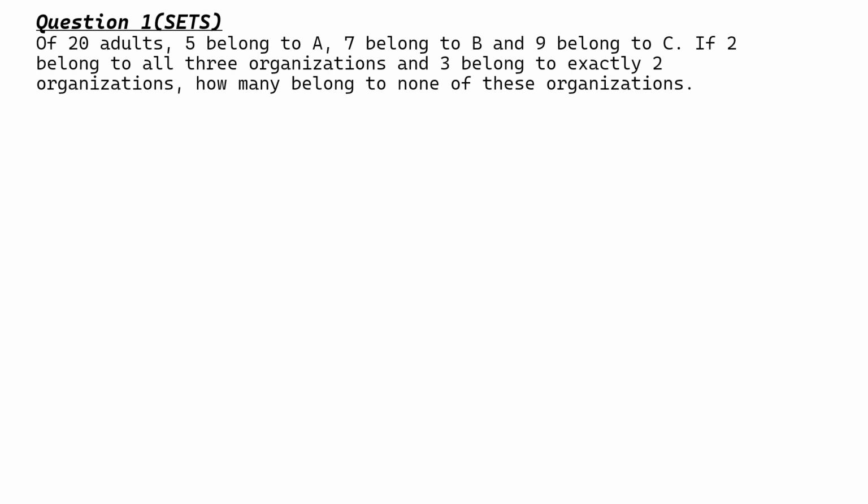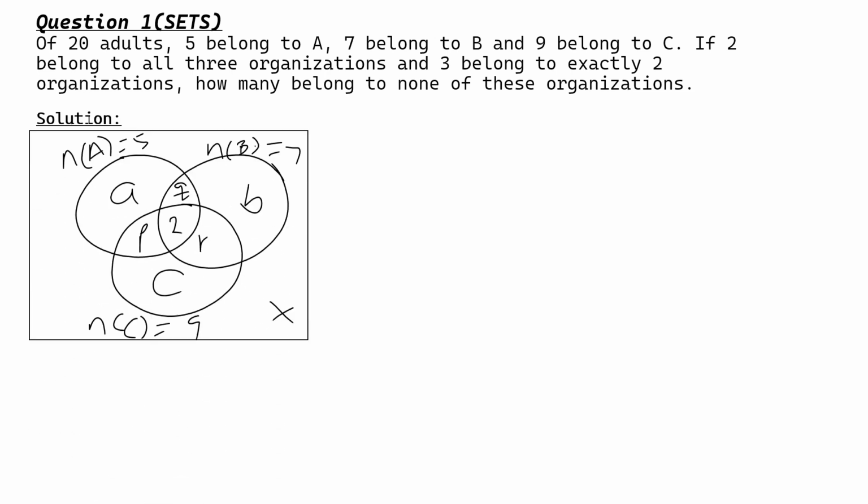The question didn't ask us to illustrate the information on the Venn diagram, but we have to do so to make our work easier. So how do we illustrate the information on the Venn diagram? This is our Venn diagram. So n of A equals 5, n of B equals 7, n of C equals 9. Let's represent the number of people who belong to none of these organizations by the letter X.